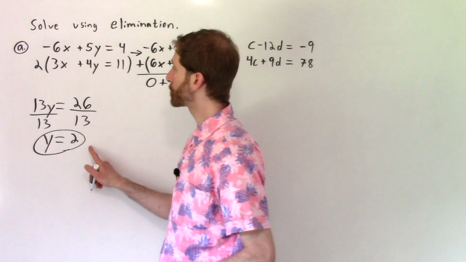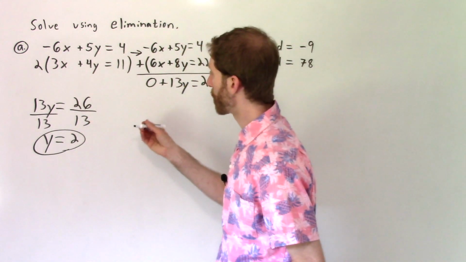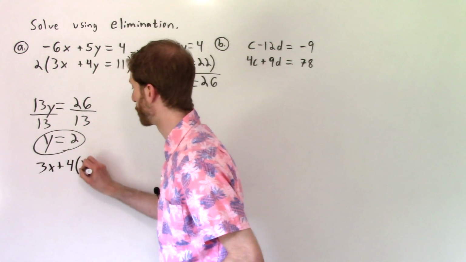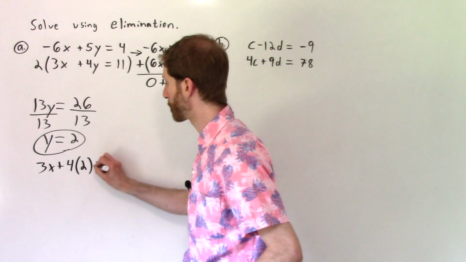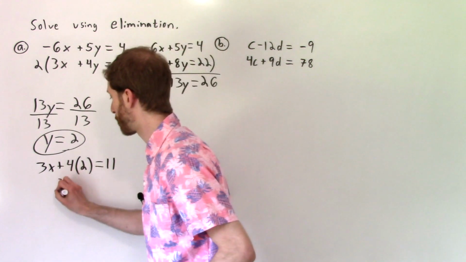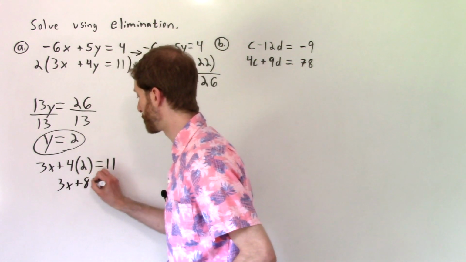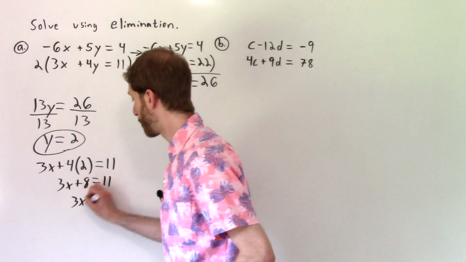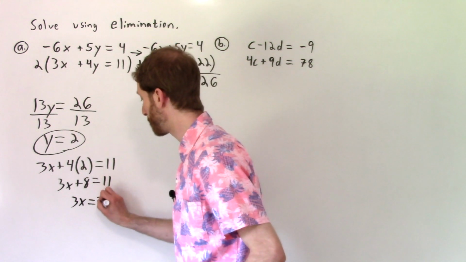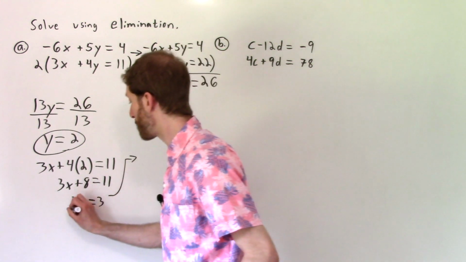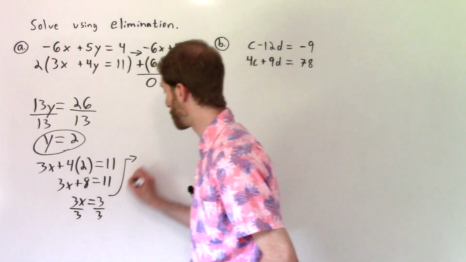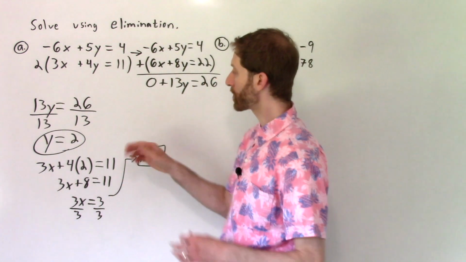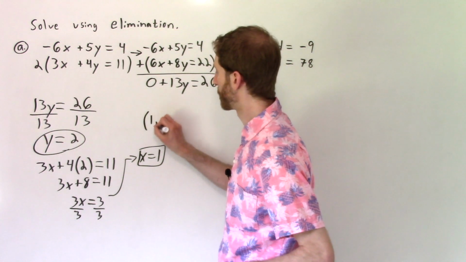So I take y equals 2, plug it into here, and so what I get is 3x plus 4 times y, which is 2, equal to 11, and I solve. So I get 3x plus 8 is equal to 11. I subtract both sides by 8. 11 minus 8 is 3. And then I'm going to divide both sides by 3, and that leaves me with x is equal to 1. That's it. So our solution is 1, 2 as a point.